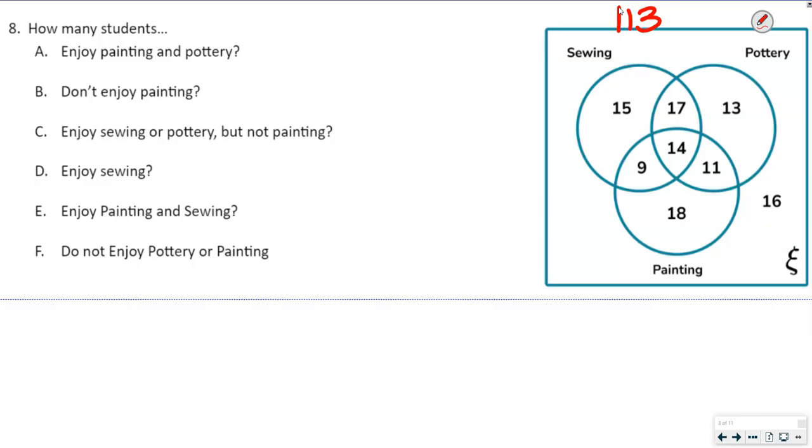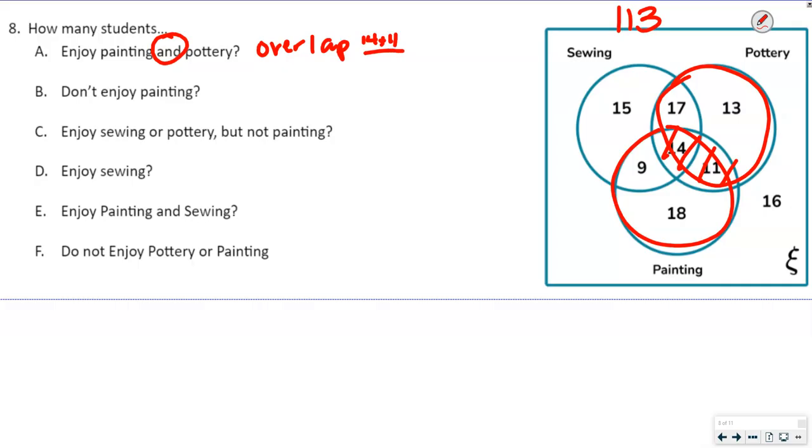So it says, how many enjoy painting and pottery? And means what? This means overlap, remember. So painting and pottery, we're looking for potteries here, paintings there. There's your overlap right there. So 14 plus 11 over our 113. That's going to be 25 over our 113. Does that reduce? Nope. So this is going to be 0.22, which is 22%.